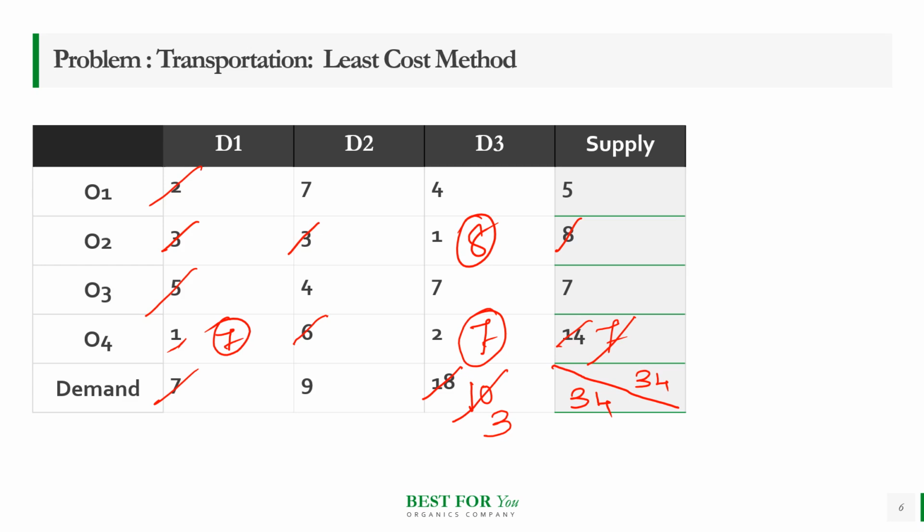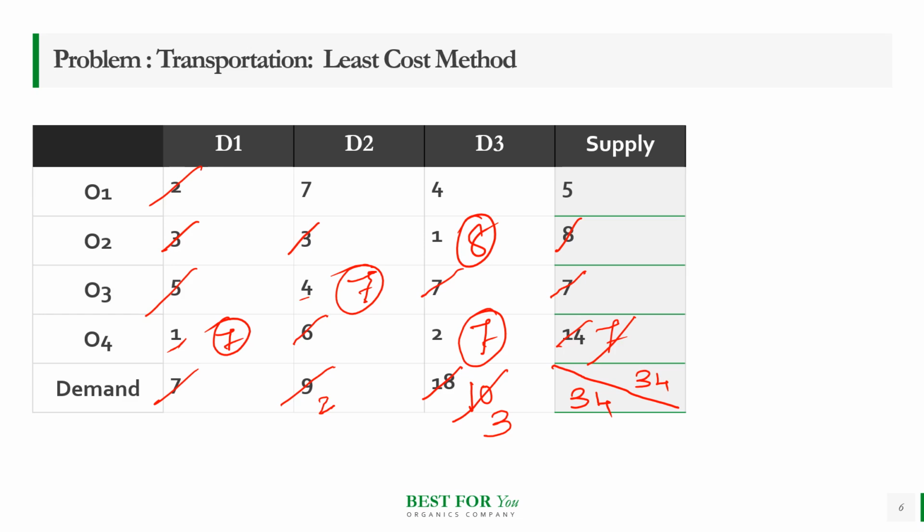Now among 7 and 4, 4 is the least one. We have 4 at 2 places, and arbitrarily you can choose either. I'll go with this 4. Here the demand is 9 and the supply is 7. The maximum we can allocate is 7, the demand remains 2 and the entire supply gets over. So I cross out this 7.